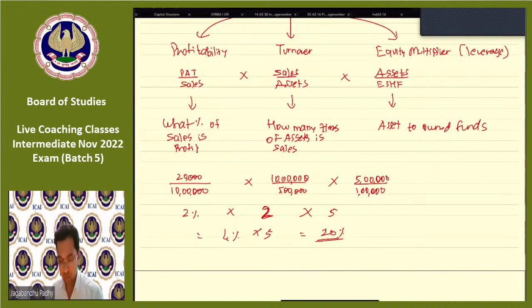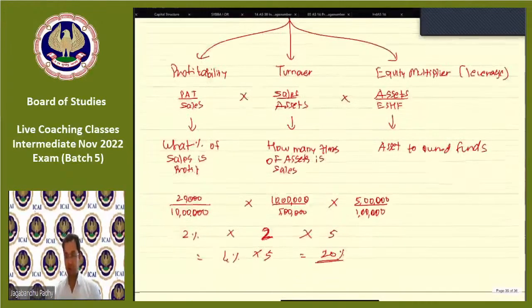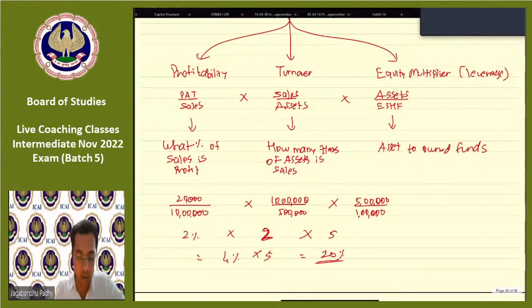So that's the Dupont part in which we go for 3 layers of understanding. One is what is my profit margin. Second is how many times of that profit margin I'm earning. And third is how many times the equity is getting multiplied. The equity multiplier is how many times of the profitability and turnover.